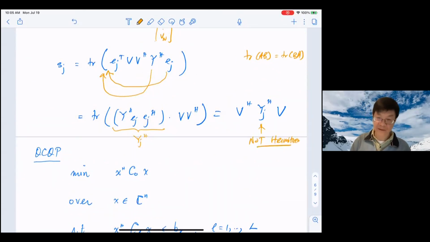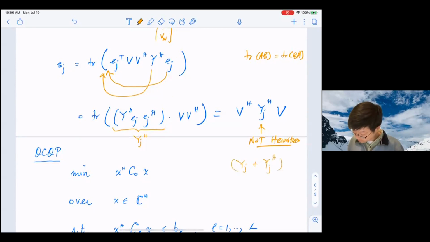And therefore it's not positive semi-definite, and therefore we get a non-convex QCQP. The fact that it's not Hermitian is fine, because you can look at the Hermitian component of Yj and the skew-Hermitian component. So you look at Yj plus Yj Hermitian, half of that, and then you look at Yj minus Yj Hermitian over 2i. So you can replace Yj by these two Hermitian and skew-Hermitian components.